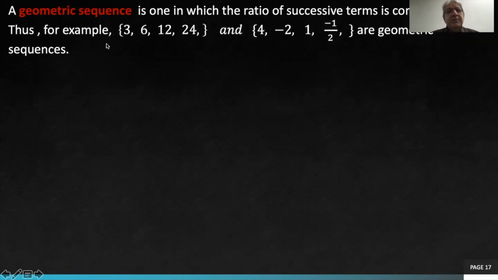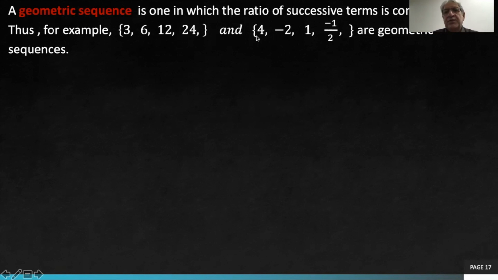You look at these examples here. If this is 3, and then you're multiplying by 2, you're going to get 6, and you're multiplying by 2, you're going to get 12, and you're multiplying by 2, you're going to get 24. That means the ratio of each successive term, if you're dividing by the previous term, you are going to get 2. Therefore, this is a geometric progression.